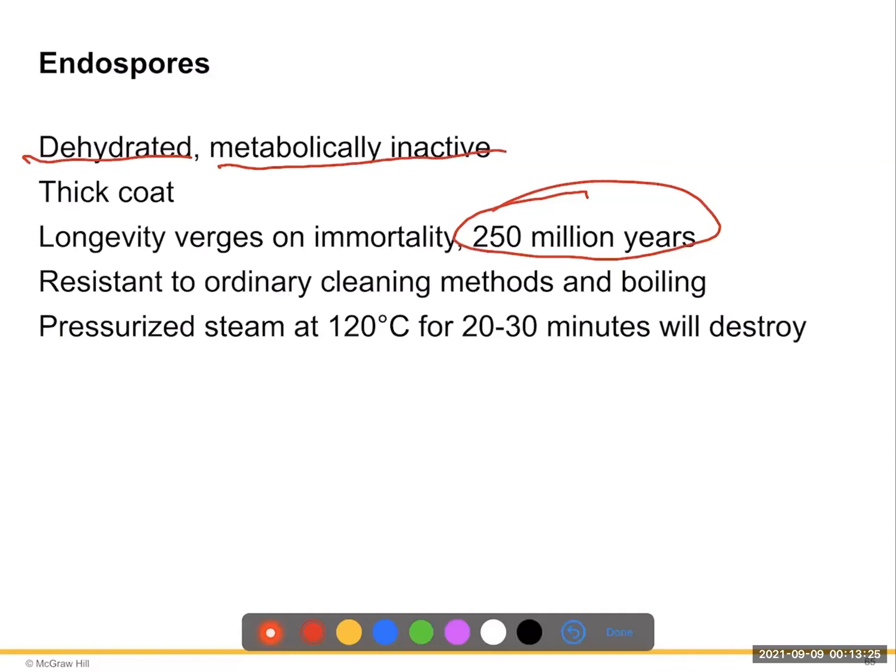They're resistant to cleaning, boiling. The only way to kill them is with a sterilizer. Pressurized steam, 120 degrees centigrade for a minimum of 30 minutes will destroy them. And that's what our sterilizers in medical and dental offices run at. They pressurize steam, 120 degrees centigrade, and they leave it that way for 30 minutes. And then we've killed everything. And you check to make sure they're still doing it on your units.